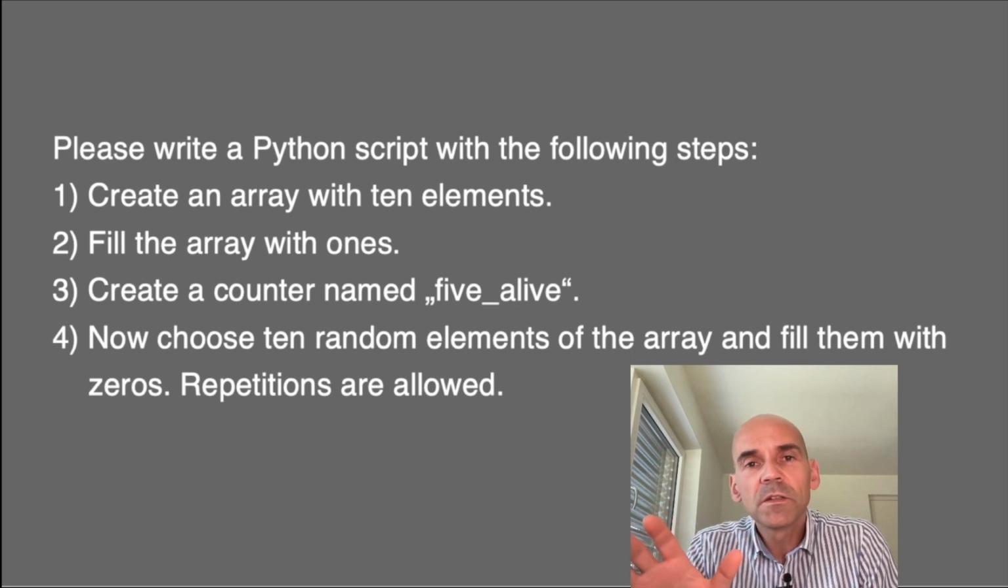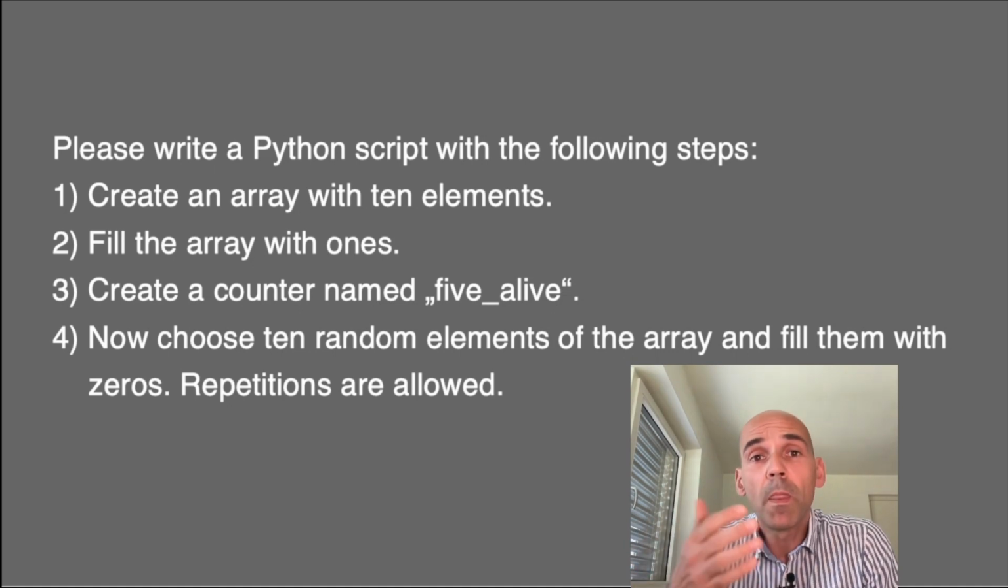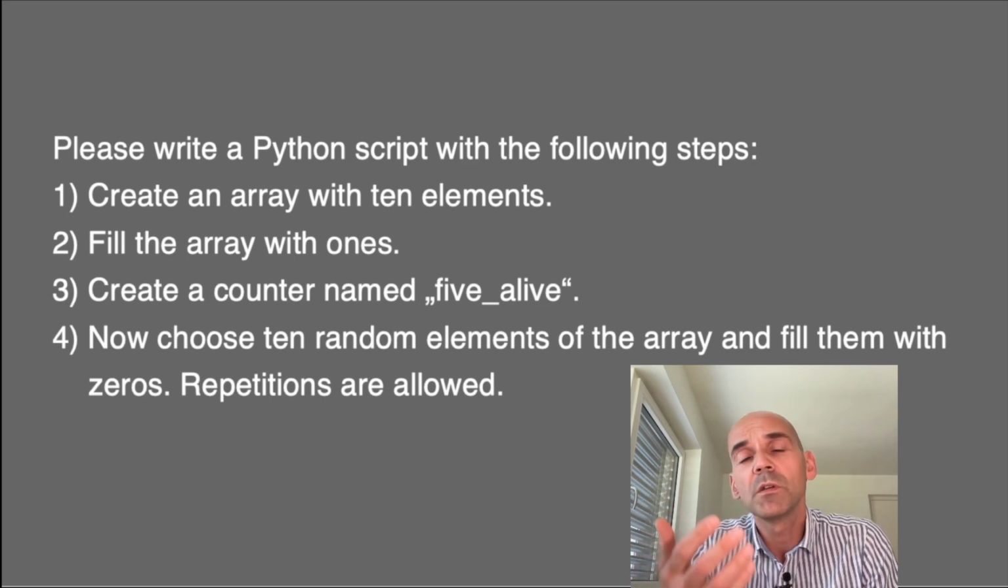The 10 hunters shoot at the 10 ducks without talking to each other first. So it can happen that one duck is shot by more than one hunter. That's why repetitions are allowed. The ducks are ones, which when they get shot turn to zeros. So a zero is basically a dead duck.